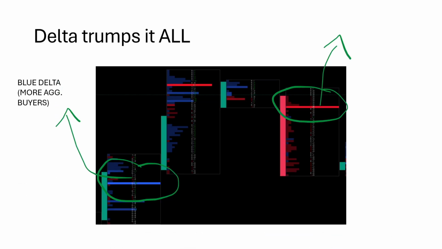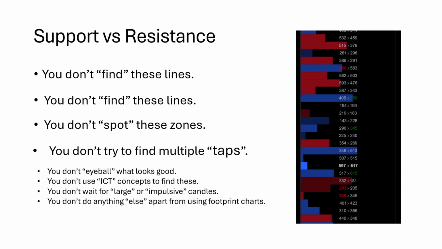Okay, so we have blue delta, which is more aggressive buy orders, and we have red delta, which is more aggressive sell orders. And this is the thing I want to finish off on, and this is the hard sort of lesson. In trading, everything comes down to support and resistance, or the words I like to use, supply and demand, right?